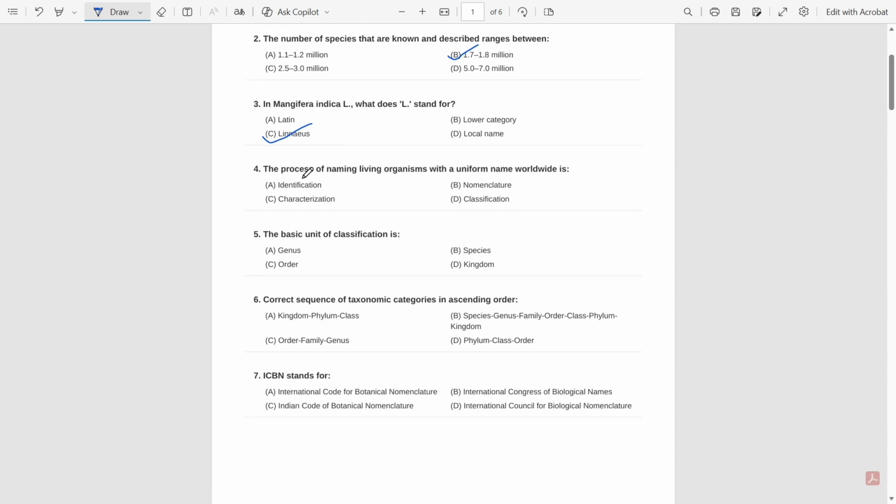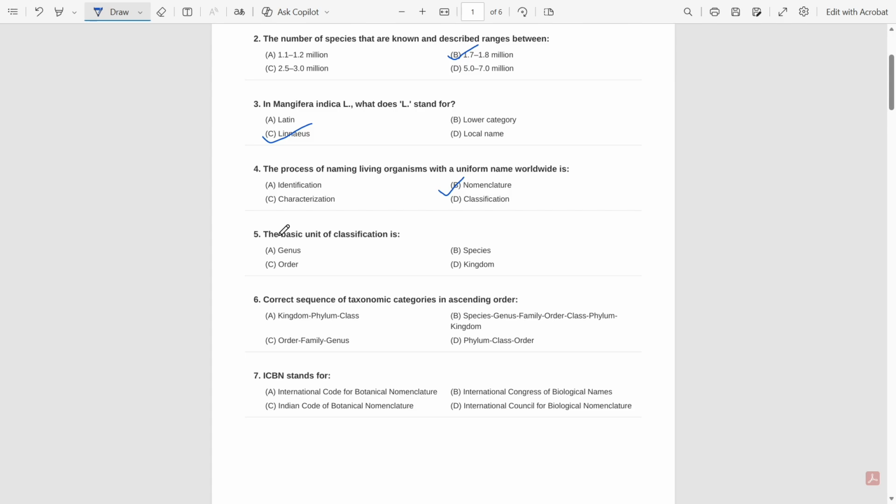4. The process of naming living organisms with a uniform name worldwide is A. Identification. B. Nomenclature. C. Characterization. D. Classification. The answer is B. Why? Nomenclature ensures that each organism has a unique, globally accepted name.